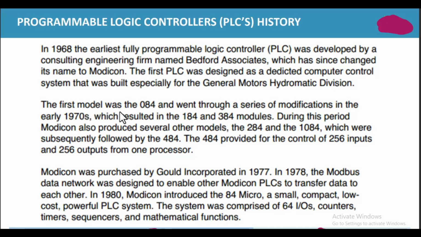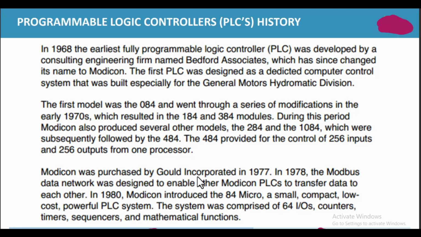The first model was the 084 and went through a series of modifications in the early 1970s, which resulted in the 184 model and 384 modules. During this period, Modicon also produced several other models like the 284 and 1084, which were subsequently followed by the 484. The 484 provided for the control of 256 inputs and 256 outputs from one processor. The 484 model can control the 256 inputs and outputs with the help of one processor.